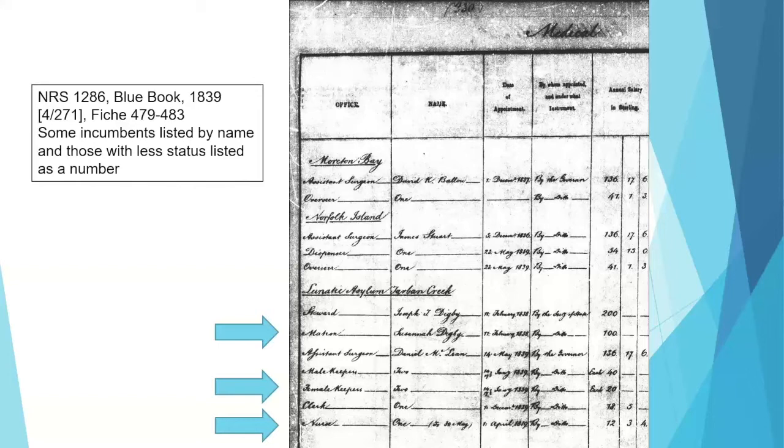So it's worth noting that in a lot of these early returns, a lot of the higher positions or the higher status of job, people were listed by their names, but as you move lower in the hierarchy, people are often just listed as a group of numbers. And you see it in police force records as well, that the senior constable or the inspector of that station will be listed by name, and then under that there might be 20 constables at that particular district.